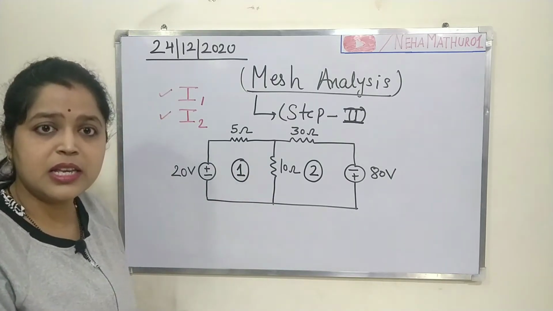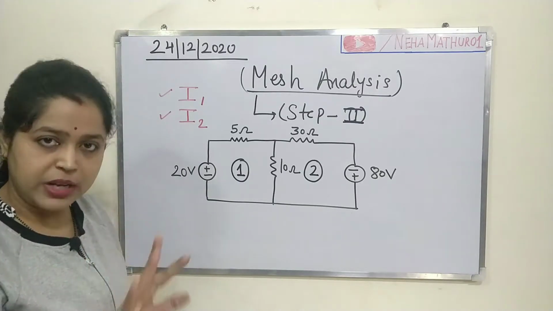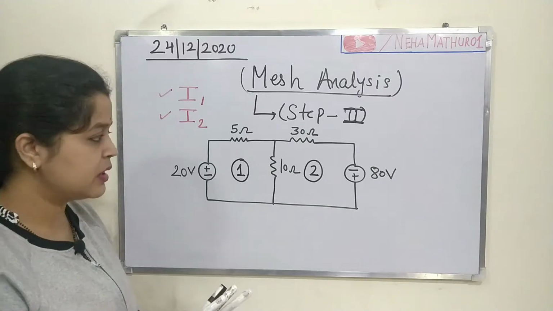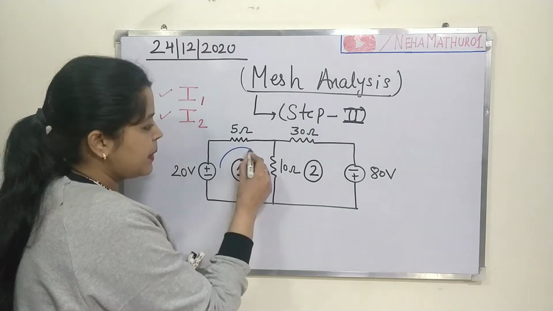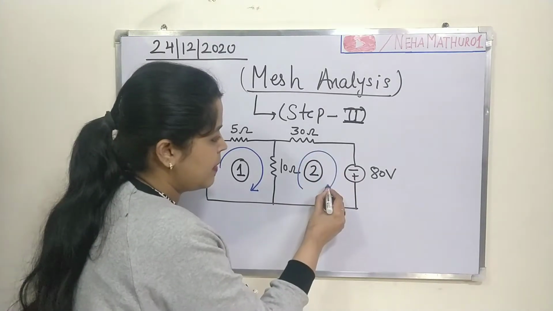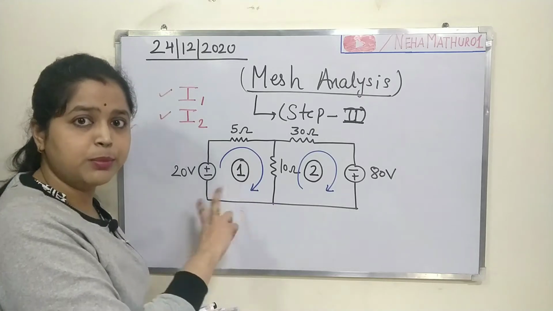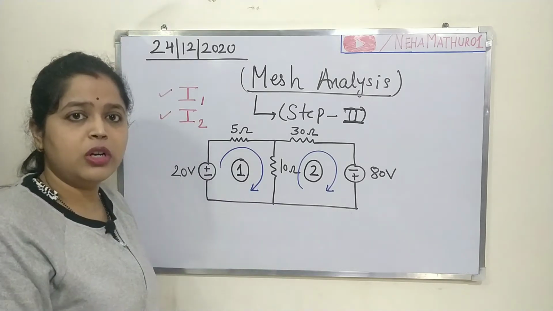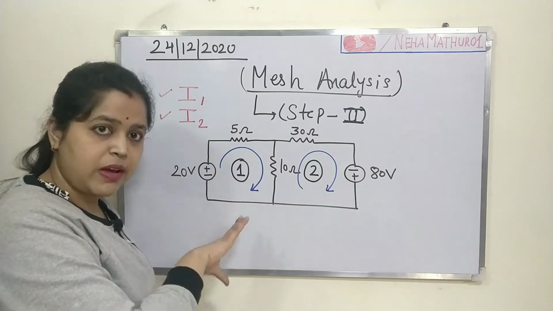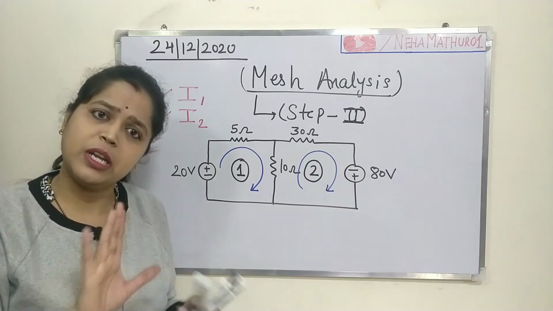Now the second thing is, what about the direction of the current? Here you are free, you have three options. You can consider the direction of the current clockwise in both meshes. If you want, you can consider it anti-clockwise in both meshes, or you can consider the current in one mesh clockwise and in the other mesh anti-clockwise. So it's totally up to you.